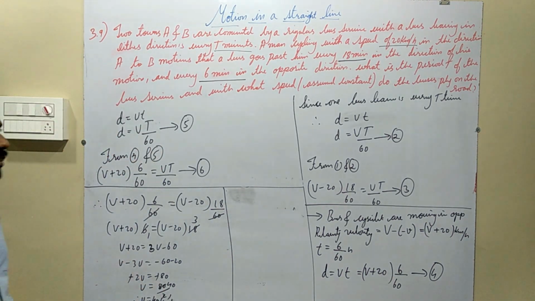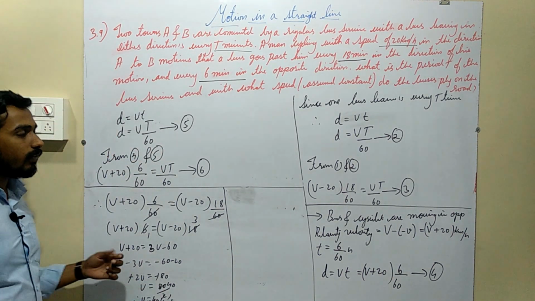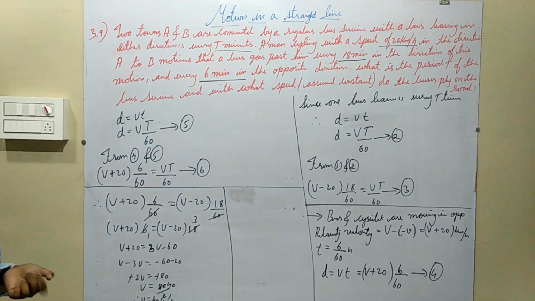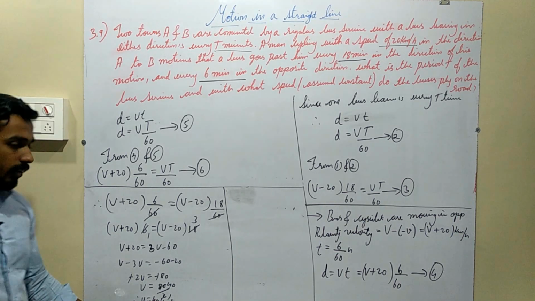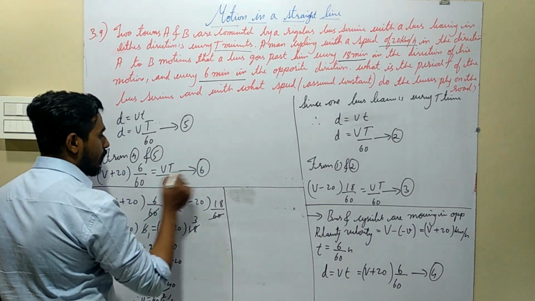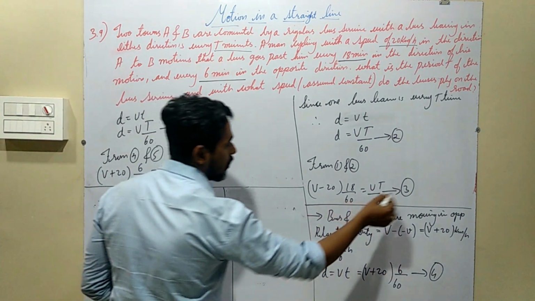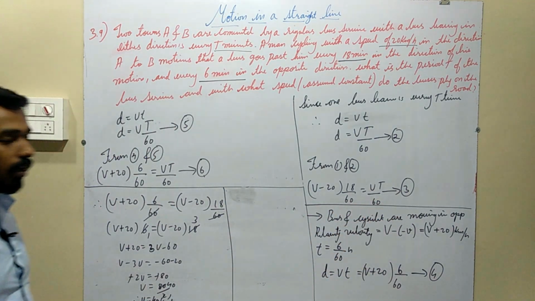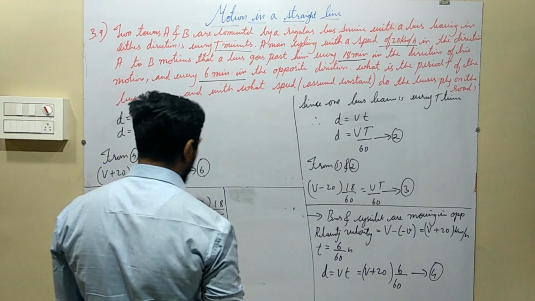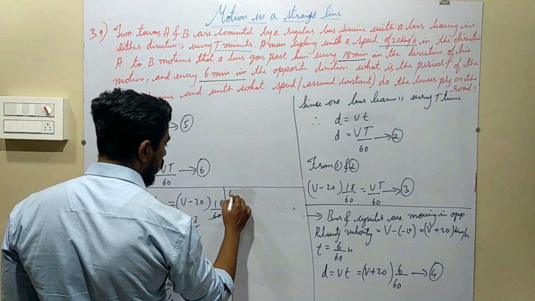This question asks one more step forward. That is, they add one more sub question here and also ask to calculate the time t. Nothing to do. This velocity value you can either substitute in equation 6 or equation 3, and you will get the t value. So let me take equation 3. That is, v value is 40.